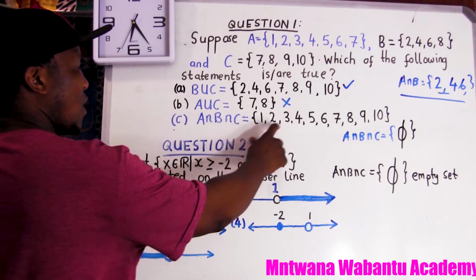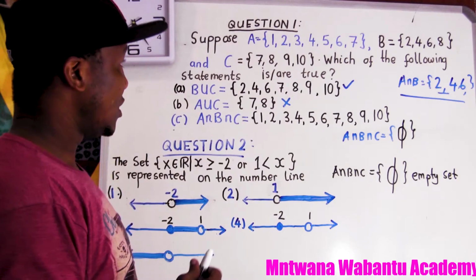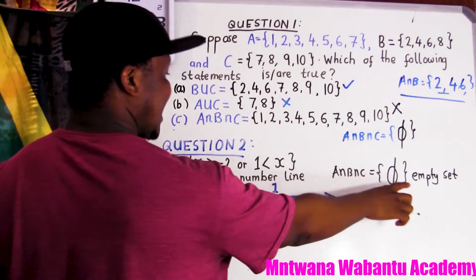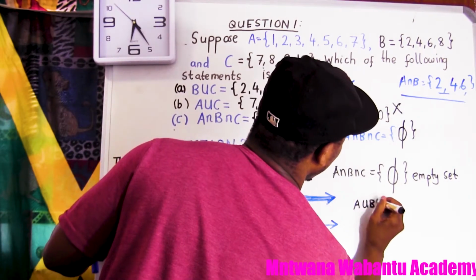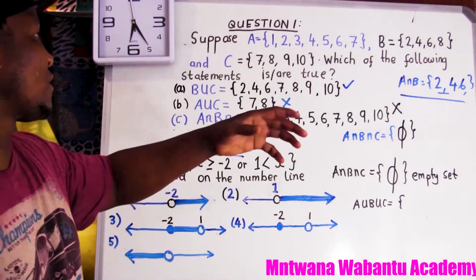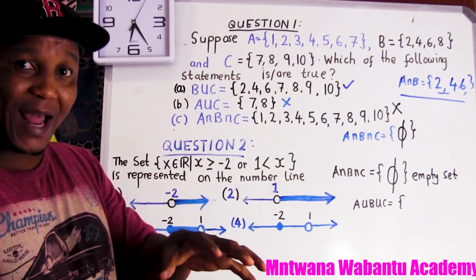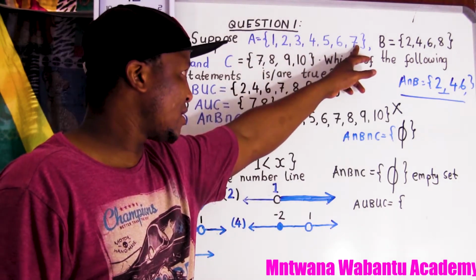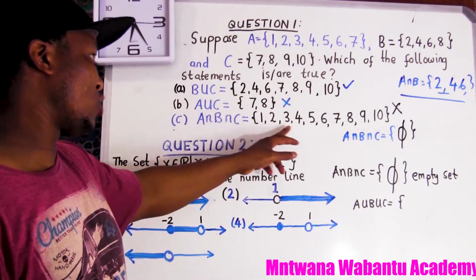So this is not true because it says 1, 2, 3, 4, 5, 6, 7. No. This is union. So this is not the true answer, because A intersection B intersection C is the empty set. But if they had asked for A union B union C, then I could have said it's true, because when you unite all of them, it's 1, 2, 3, 4, 5, 6, 7, 8, 9, 10. When you put them in union, you don't repeat something. So it's 1, 2, 3, 4, 5, 7, and then 8, which also appears here, 9, 10. So it was going to be everything, which was going to be true.